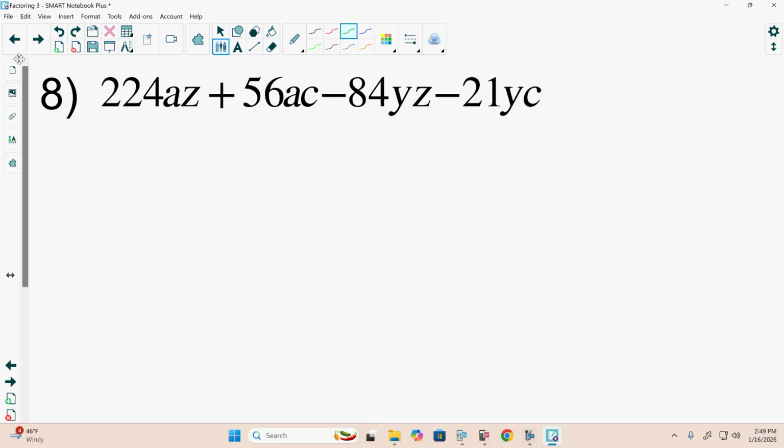Now, there is a greatest common factor between 224AZ and 56AC, and there is one for negative 48YZ and negative 21YZ. Is there something in common with all four? Well, if we look at all four, AZ, AC, YZ, YC, there are not at least variables. Now, there might not be a greatest common factor at all, because up to this point, most of the numbers have been easy and manageable, we can see what can work with them. But especially when they get big like this, if there is a greatest common factor among them, it might make it easier to work with.